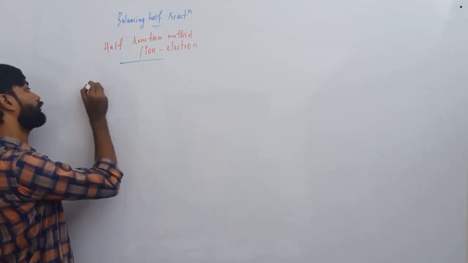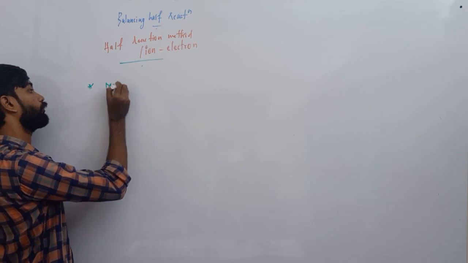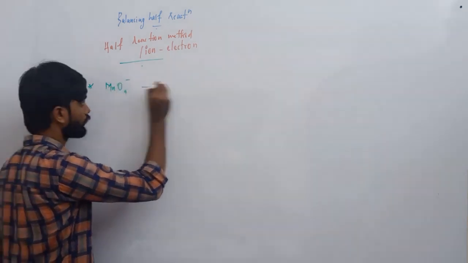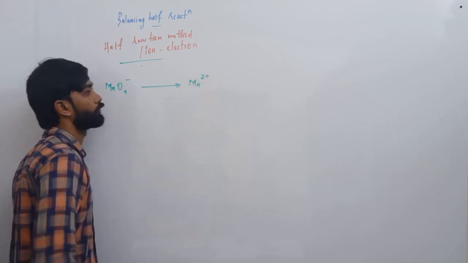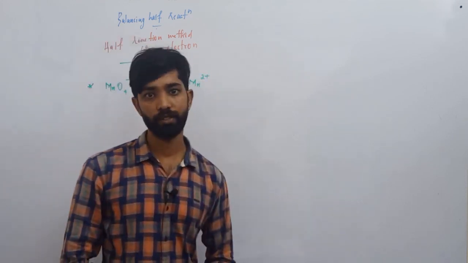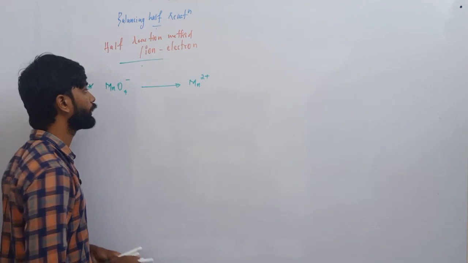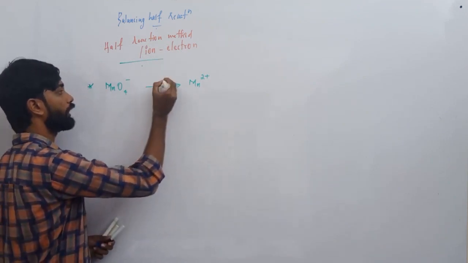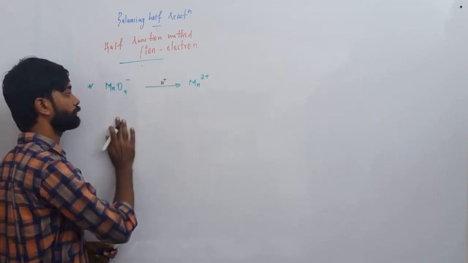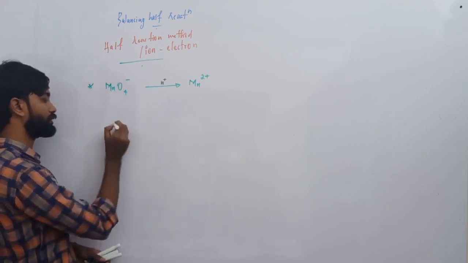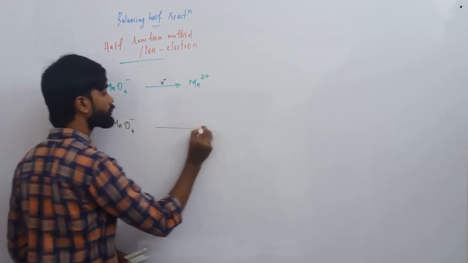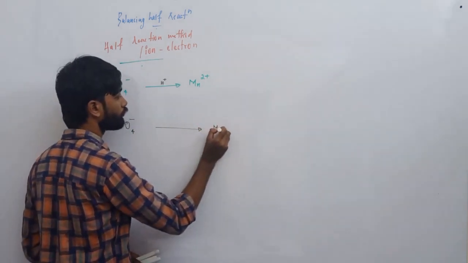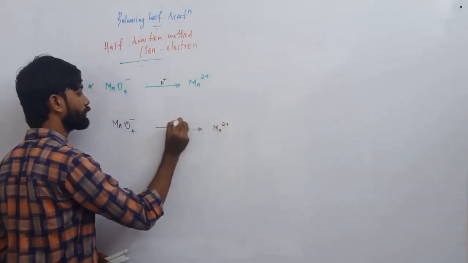Let's say I have a half reaction, MnO4 minus, which has to become Mn2 plus, and the reaction is in acidic medium. Ready? Let me balance this one. It is very easy. MnO4 minus turns to Mn2 plus in acidic medium.